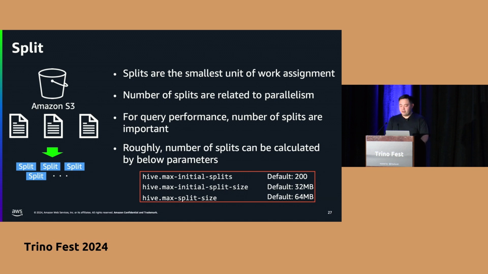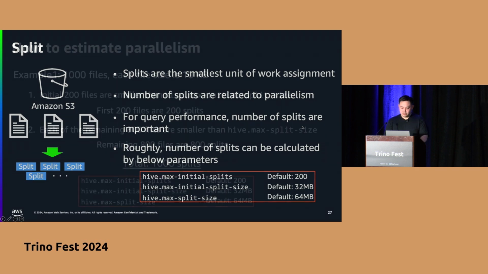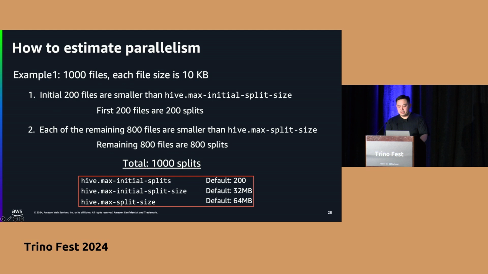In terms of query performance, you need to consider how many splits are created. Roughly, the number of splits is estimated by these parameters. By changing these parameters, you can control the initial size of splits, the maximum size of splits, and the number of splits. So let me explain how to calculate the number of splits using example 1.